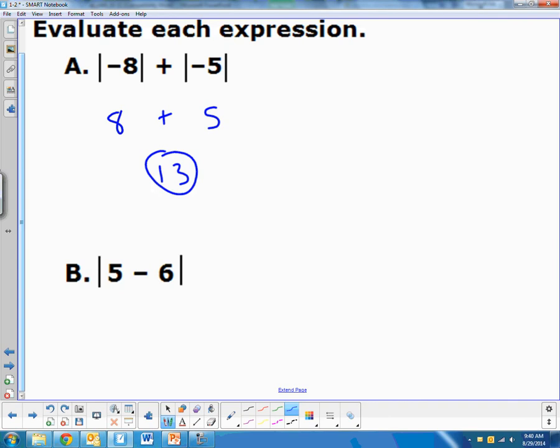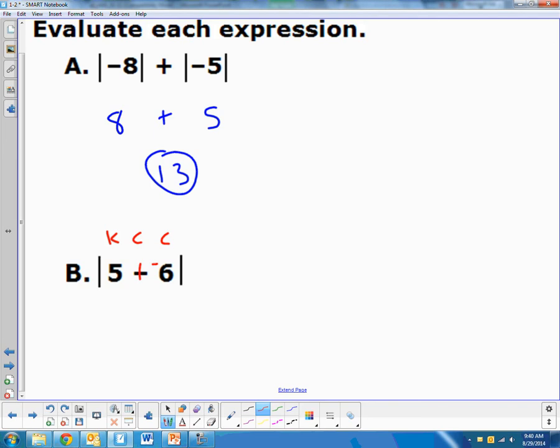For B, B is a little bit trickier. We don't have an absolute value with one number in between. We can't do the absolute value of 5 minus the absolute value of 6. That's not really what's going on here. What it's asking is, what's the absolute value of 5 minus 6? And the only way to really get that is to figure out what 5 minus 6 is. And so 5 minus 6, that's not a bigger number minus a smaller number, so I'm going to have to do my keep change here. Some of you will already know the answer, but I'm going to go through this process. Keep, change, change. So I've got 5 plus negative 6.